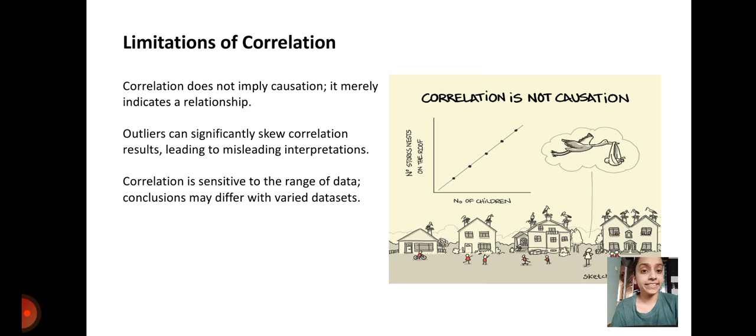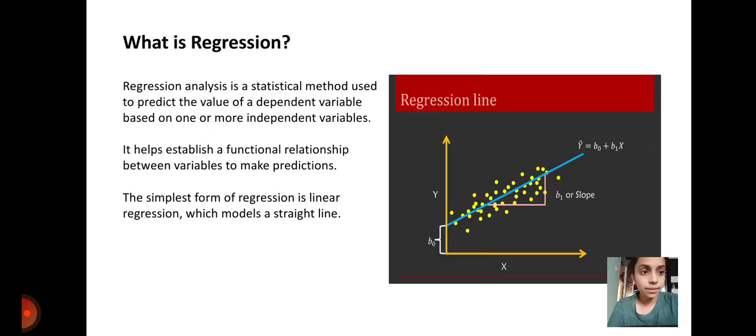Limitations of correlation. Correlation does not imply causation, it merely indicates a relationship. Outliers can significantly skew correlation results, leading to misleading interpretations. Correlation is sensitive to the range of data. Conclusions may differ with varied data sets.